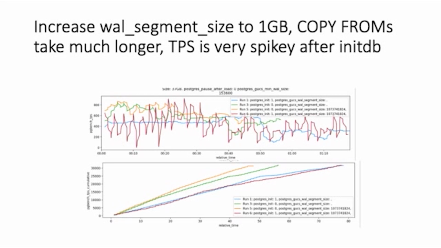The red line that we're all noticing is where we did initdb with the 1 gig WAL segment size. So it's super spiky. And this was cumulative TPS. With the larger WAL segment size, it takes longer to copy the file, and that happens 2,000 times.